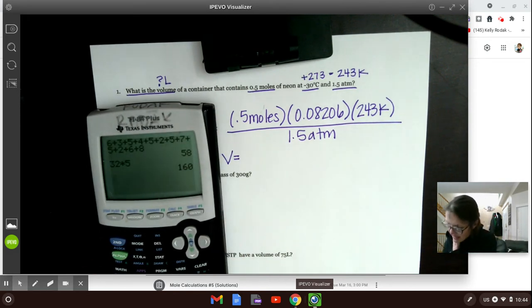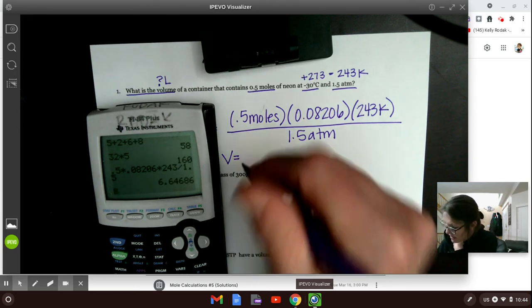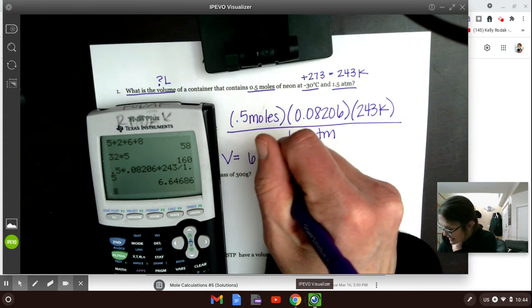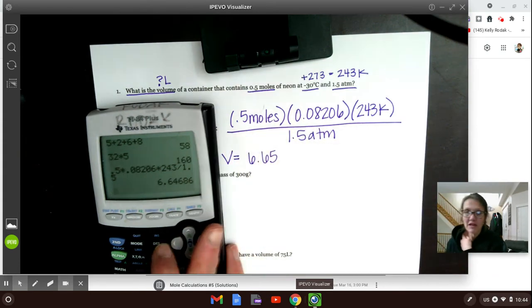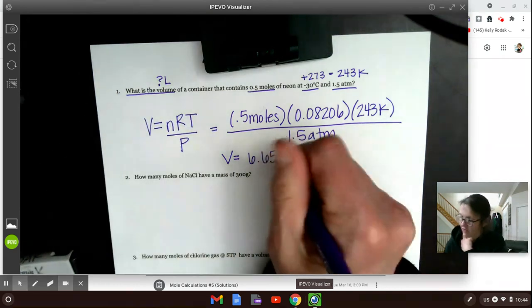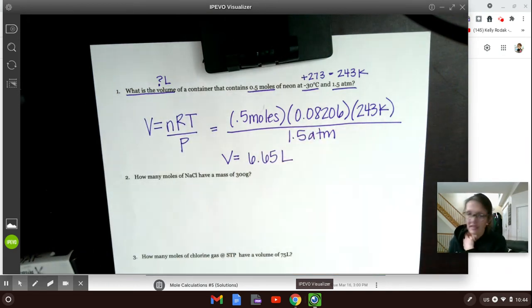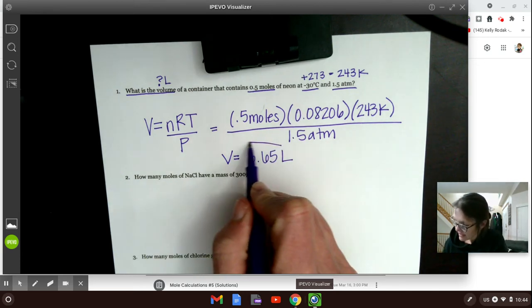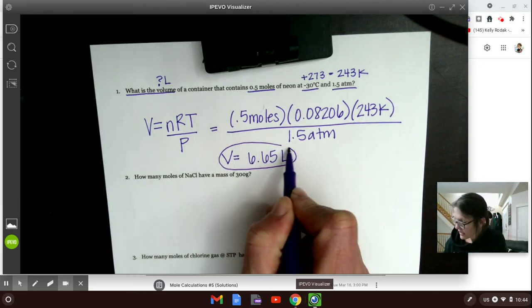Remember that we multiply everything across the top, so 0.5 times 0.08206. Don't forget all those zeros, times 243, and then I divide by any number that's on the bottom, so divided by 1.5. And my answer, rounding to 2 decimal places, is 6.65. And because I solved for volume, we know that volume has a unit of liters. Simple, easy. There we go.